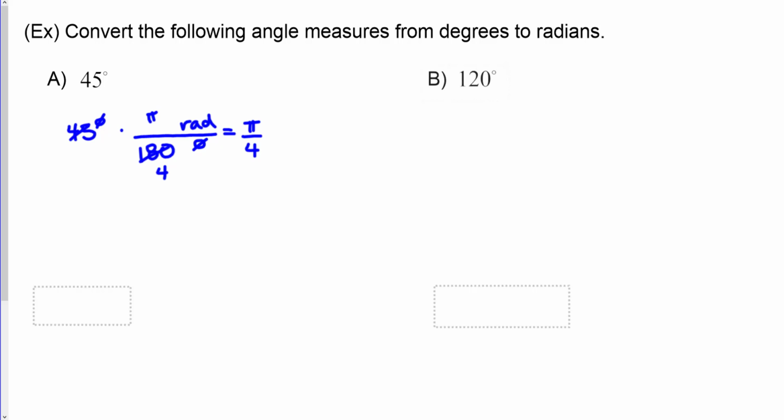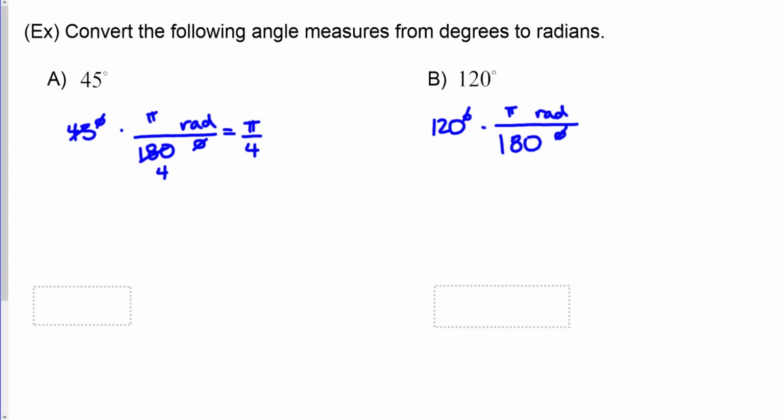Let's try another one. 120 degrees. So again, if I want to take 120 degrees and I want to get rid of the degree, then what I need to do is multiply by something that has degrees in the denominator and radians in the numerator. So there's pi radians in 180 degrees. So the degrees will cancel.